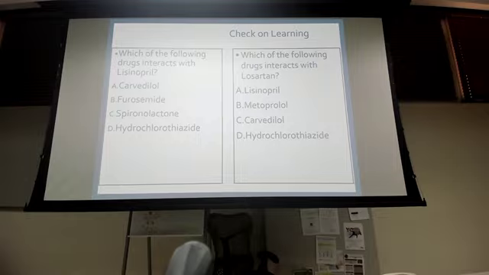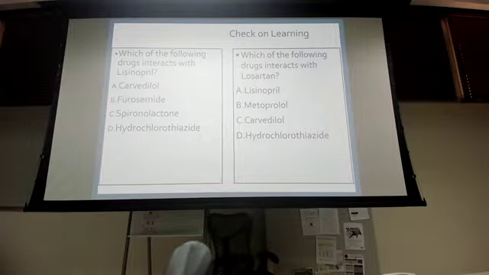All right, what do we got on the left? Which of the following drugs interacts with lisinopril? I heard C, because we were just talking about it, right? Both increase potassium, raise the risk of hyperkalemia. Dangerous combination. So you just have to monitor it, because you've got your ACE, and now you're adding an MRA. What about the right-hand side? So it's an ARB.